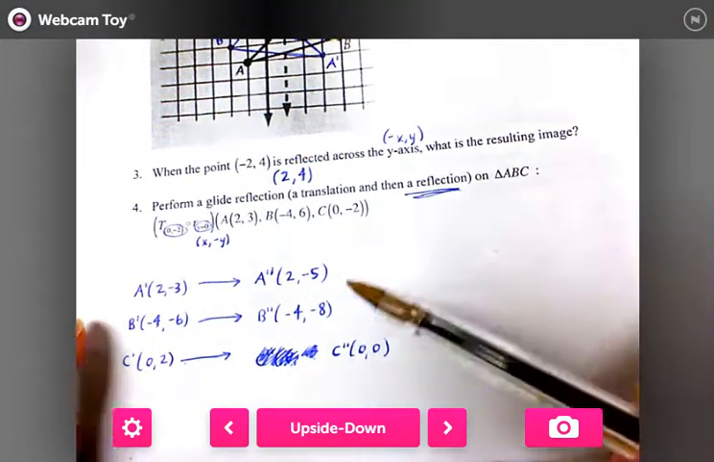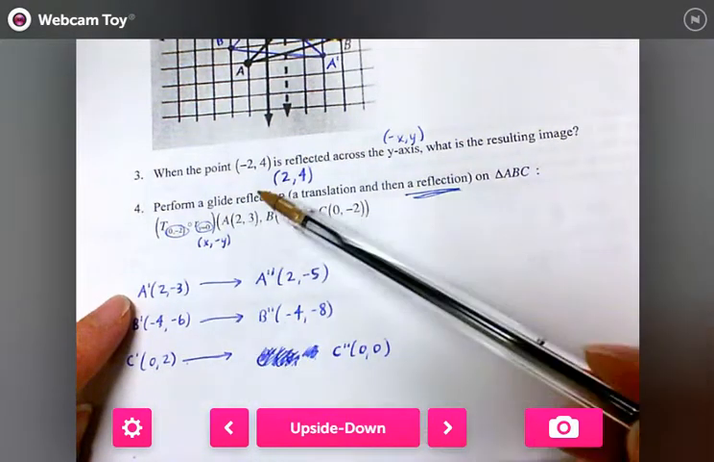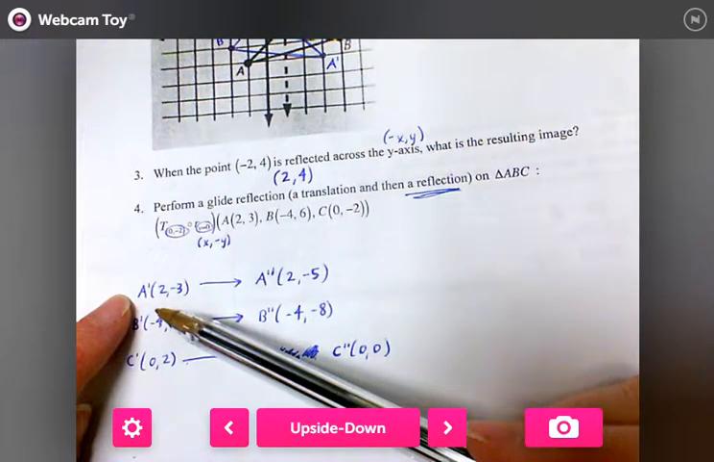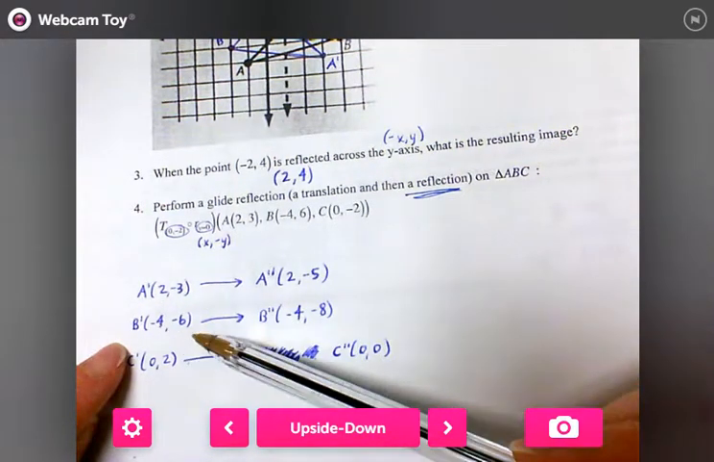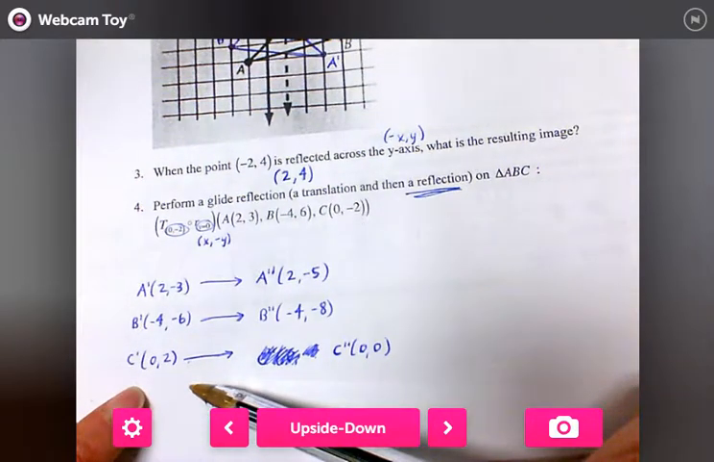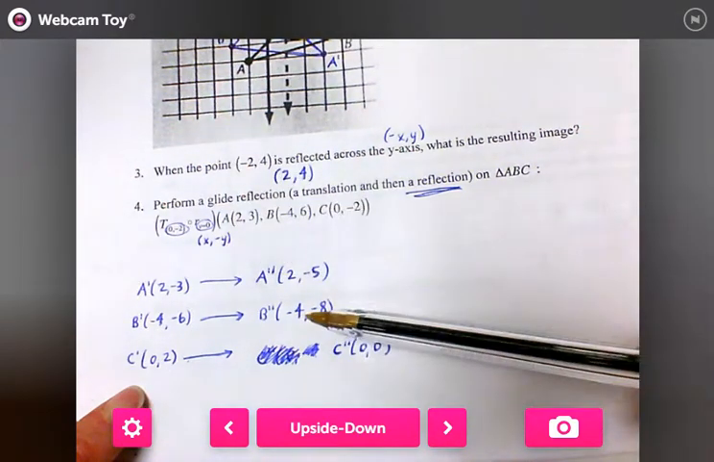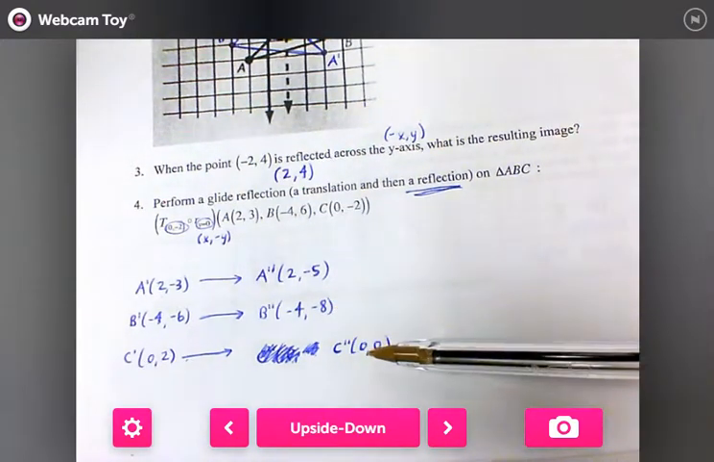Okay, so we go from 2, 3, negative 4, 6, 0, negative 2, to 2, negative 3, negative 4, negative 6, 0, 2. And then we need to translate it 2 units down, so it becomes 2, negative 5, negative 4, negative 8, and 0, 0.